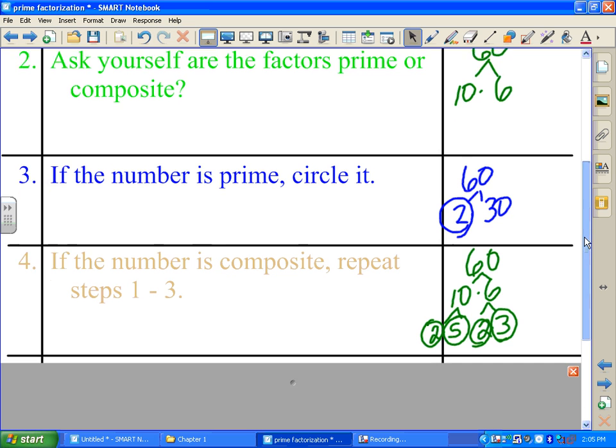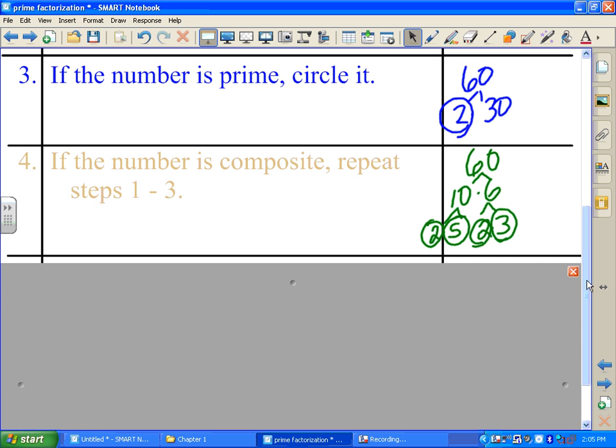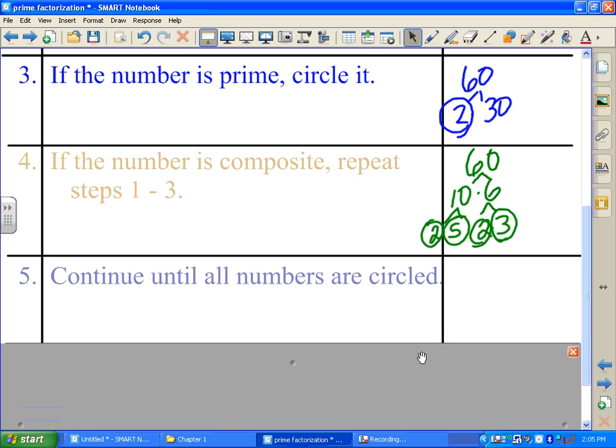Okay, now the 5th step is I continue till all the numbers are circled. So notice, I started with 60, I broke it down into 2 branches, and I took 10 and broke it into 2 parts, and then 6 into 2 parts, but there's no parts left. So I have continued until every number is circled. I no longer have any branches that need to be broken down further.